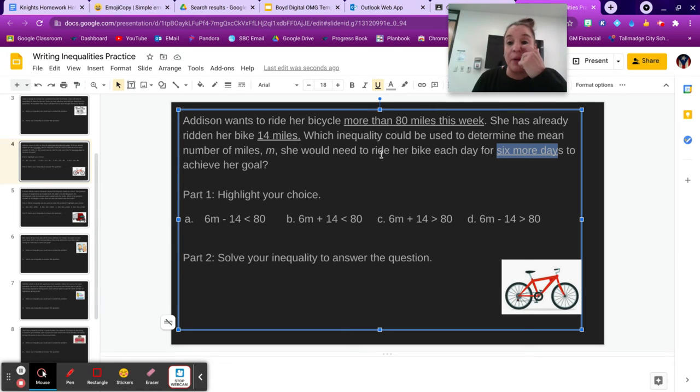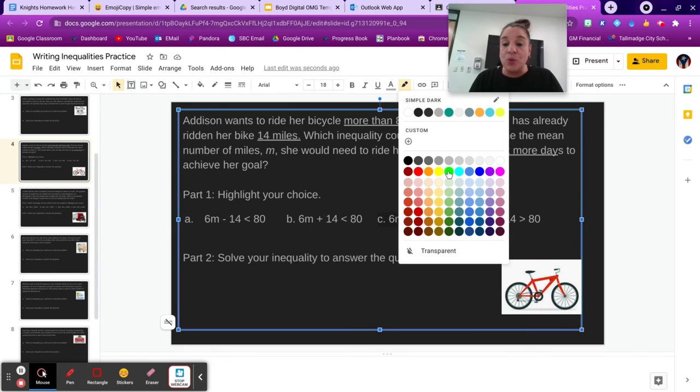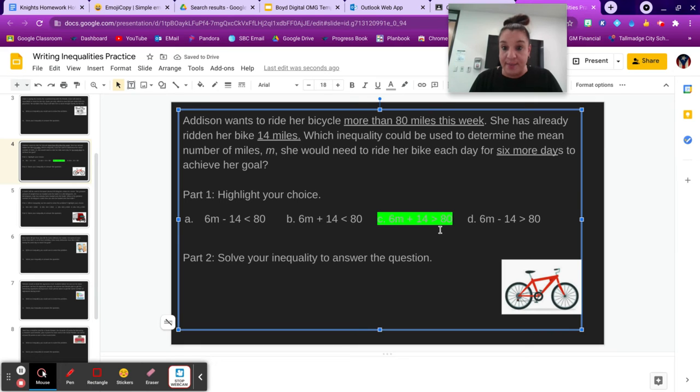Well, let's refresh our memories. What does the 14 mean? The 14 is the bike miles that she's already ridden. Are those positive miles or negative miles? Well, she's already ridden them, so they're positive miles. There's no such thing as negative miles, right? So I believe the choice would be C: 6 times the number of miles plus 14, because she's already ridden those, is greater than 80. So that's the one you're going to use, and all you're going to do for part 2 is solve the inequality to figure out how many miles she would need to bike every day.